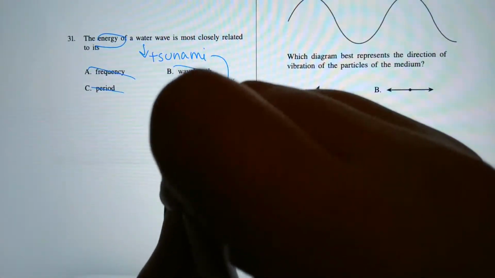Amplitude increases. So it gets stronger as it approaches the shoreline.